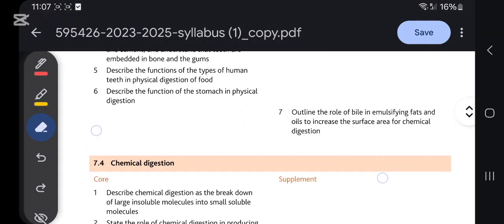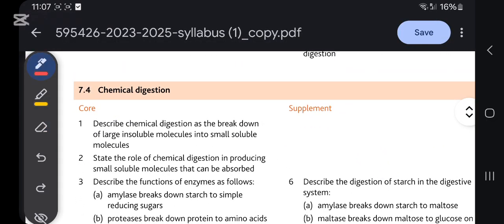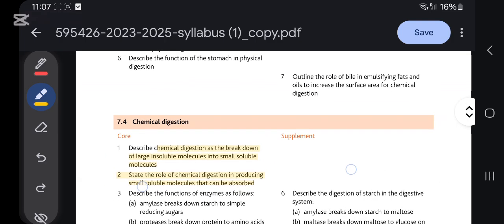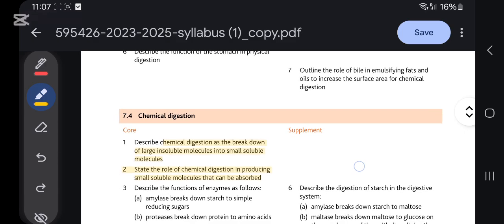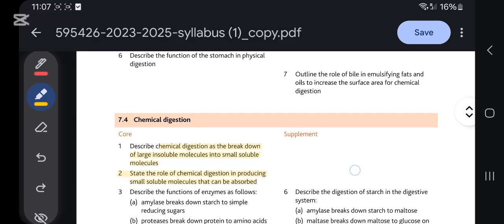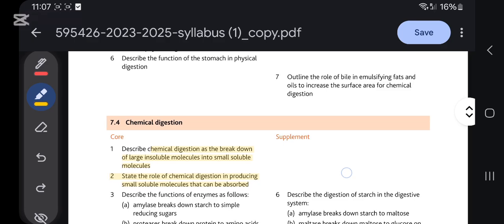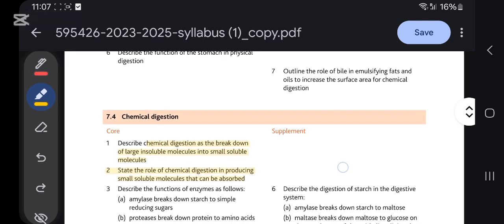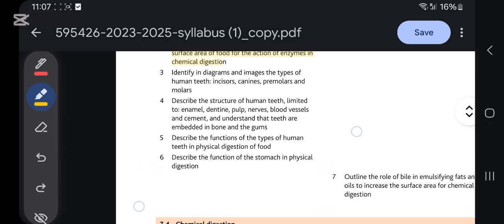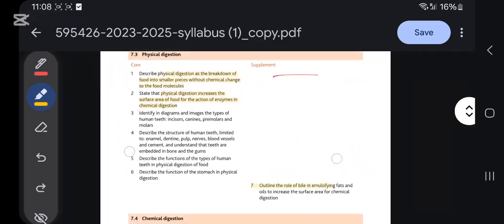Okay, so before I start what all happens in our body in digestion, first you should know that chemical digestion is a breakdown of large insoluble molecules into small molecules, and it takes place with the help of enzymes. It produces small soluble molecules so that they can be absorbed. Now let's start with the whole digestion. I'm going to tell you very quickly. In the mouth, the teeth, lips, and the tongue play a role in biting and grinding the food, and it starts the physical digestion because it breaks the food into smaller pieces so that it can be acted upon by enzymes faster.